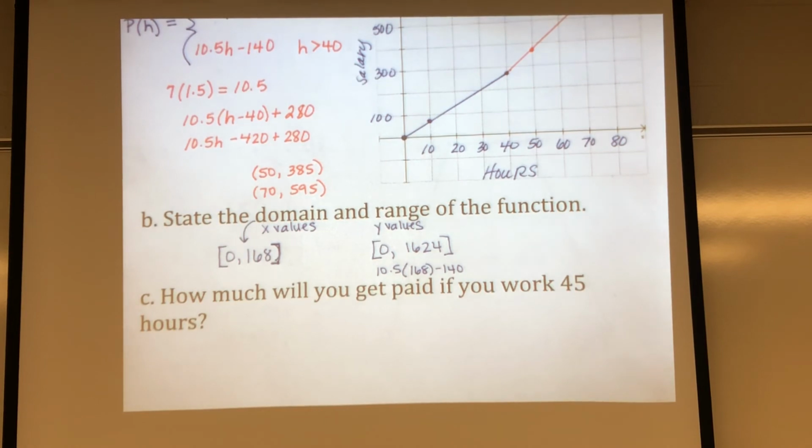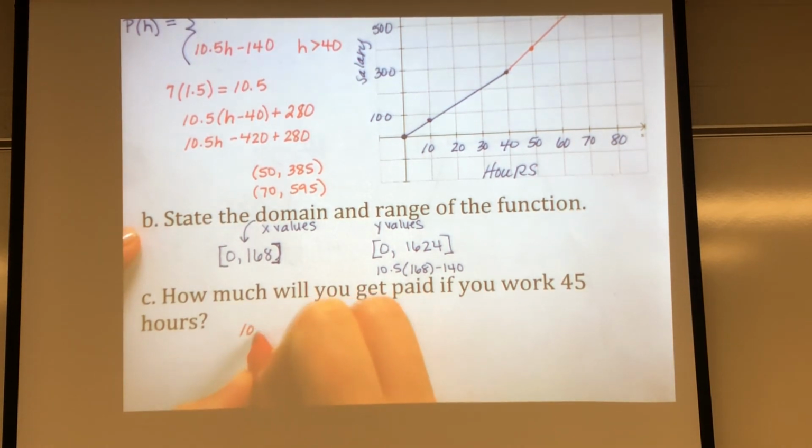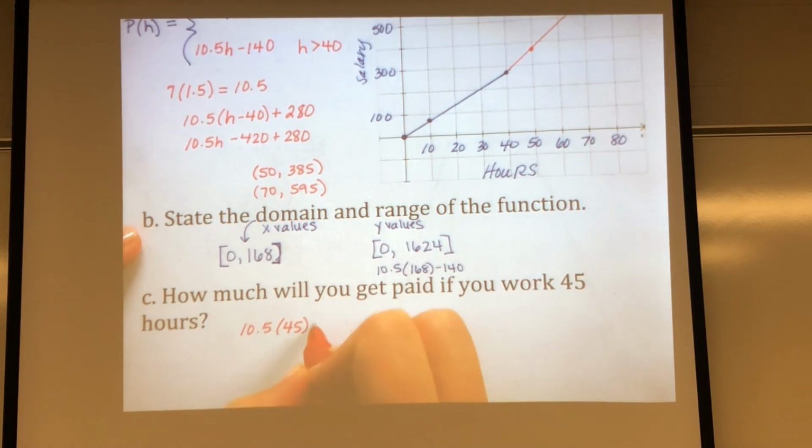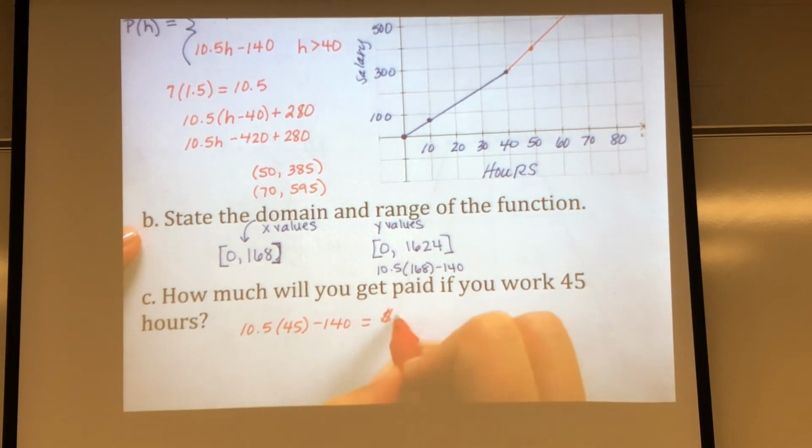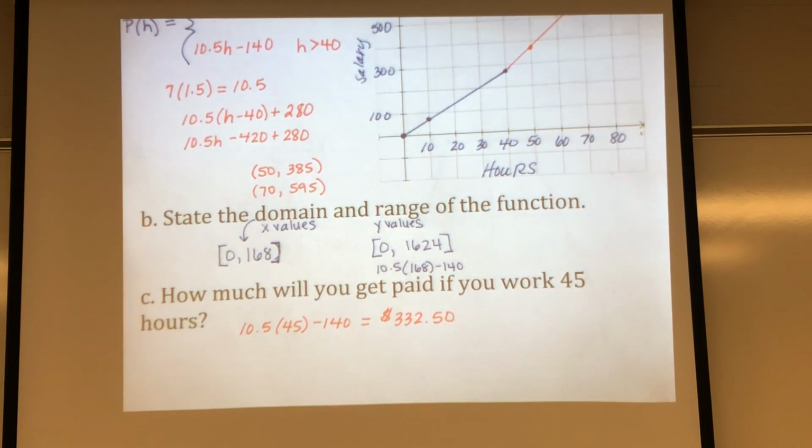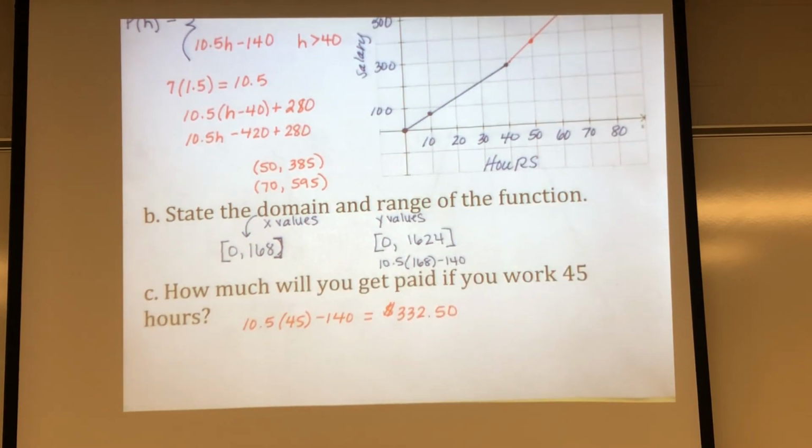Last question, how much would you get paid if you work 45 hours? Well, that's easy to figure out. We just take our 10.5 times 45 minus 140. And we find out that we would make $332.50. So we make our $280 for the regular part of our work week, and then we have those 5 hours of overtime. So that bumps us up to $332.50.